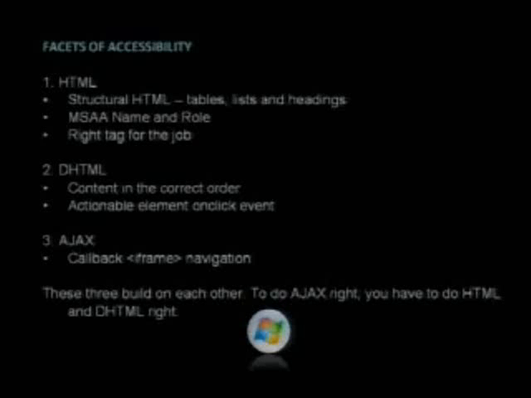DHTML builds on top of that. So you start off with the HTML, you get that right, then you have the DHTML. DHTML adds a couple of concerns. One, getting the content in the right order, and second, having any actionable things happen on an actionable element on the onClick event, which is a default event for that element. And thirdly, for Ajax, we're required to have a callback iframe navigation, which I'll talk about.